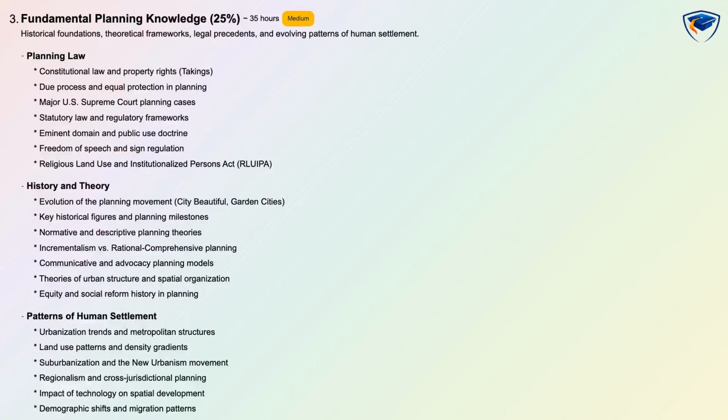The history and theory component reviews the evolution of planning movements such as City Beautiful and Garden Cities, key historical figures, normative and descriptive planning theories, incremental versus rational comprehensive approaches, communicative and advocacy models, and theories of urban structure. You will also examine patterns of human settlement, urbanization trends, density gradients and suburbanization, the new urbanism movement, regional cross-jurisdictional planning, technology impacts on spatial development, demographic shifts and migration, and smart growth principles.